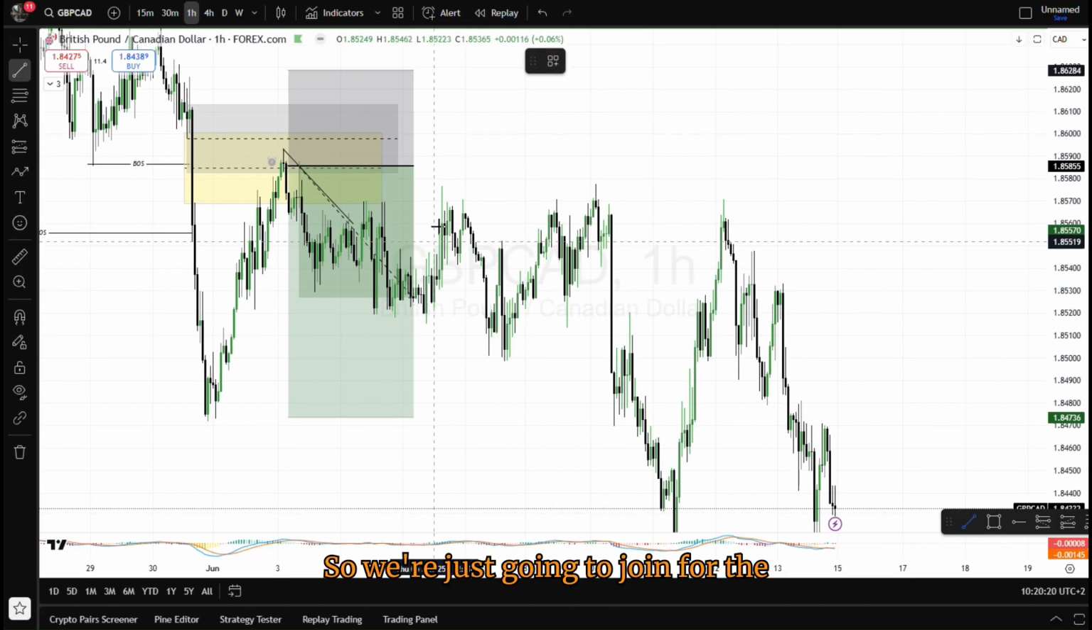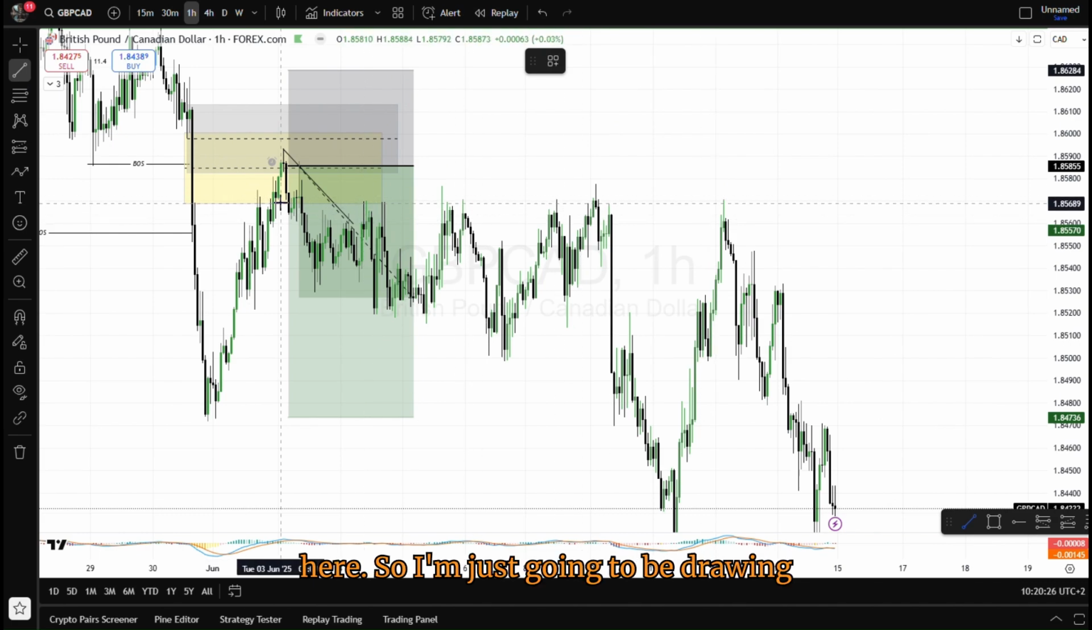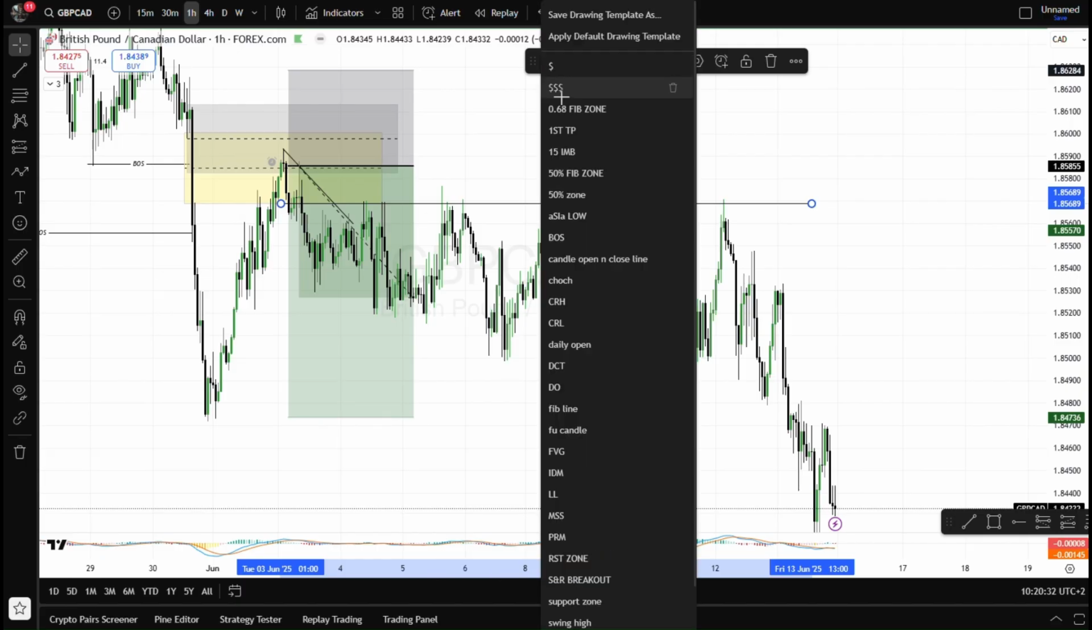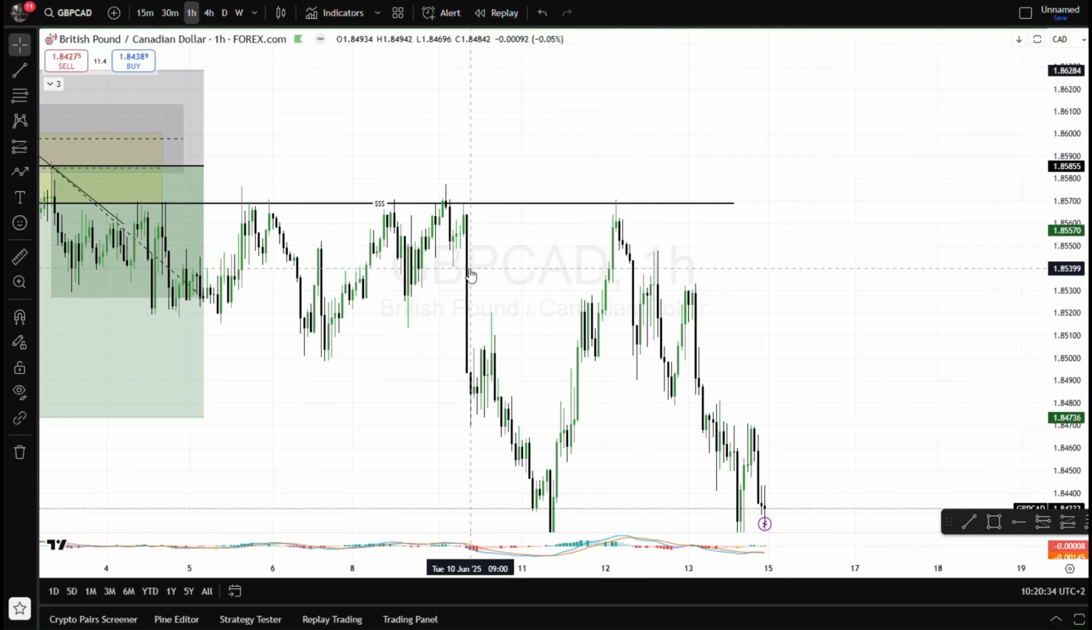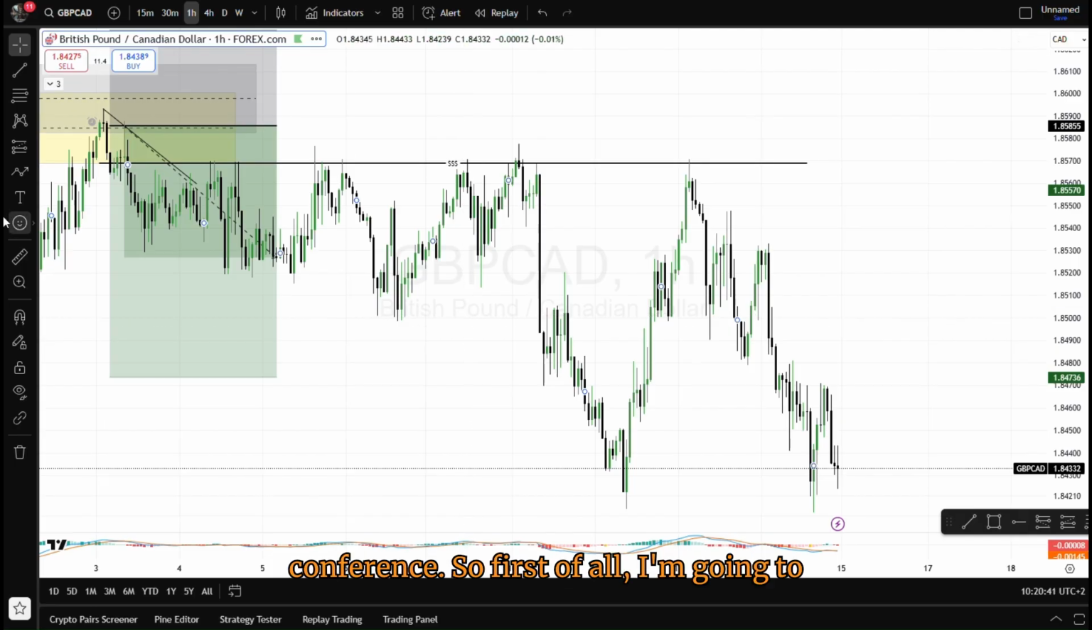So we're just going to join from scratch. As you can see, we have a touch here, touch here, touch here, touch here, and touch here. So I'm just going to be drawing this line right here as my liquidity.